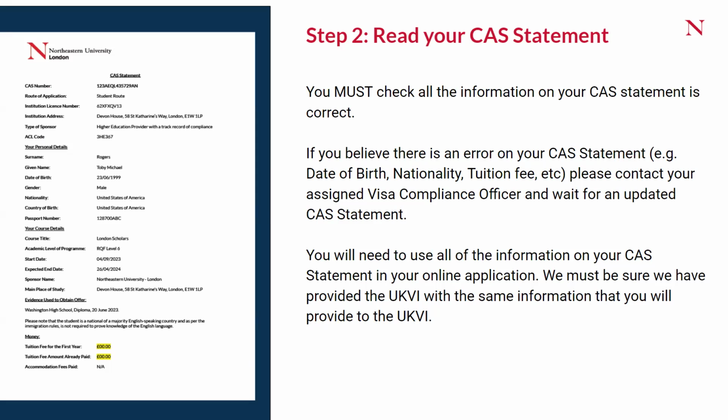It's also important that you let us know if there are any changes since we've issued the CAS. For example, if you've made a further deposit to Northeastern University, as we must update this. If you've written this on the application and we have not provided this information at CAS issuance, this could cause problems in your CAS and visa application.